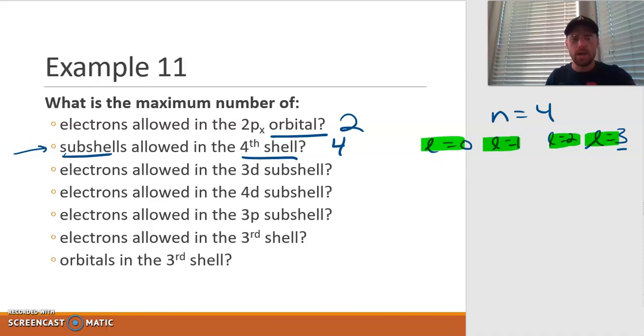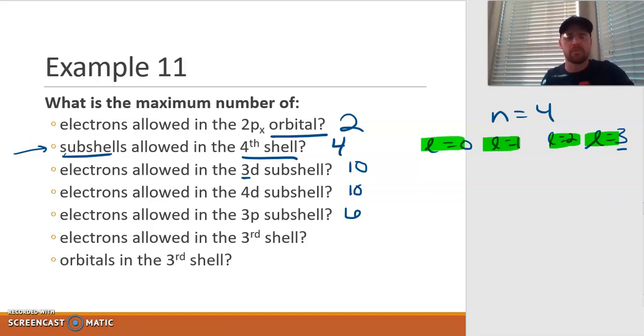All right. What is the maximum number of electrons allowed in the 3D subshell? Remember, the 3 is just indicating what level it's on, or what shell or distance. But it's a D subshell. Remember how many electrons a D subshell can hold? It's 10. What about maximum electrons allowed in the 4D subshell? Still going to be 10. Doesn't matter that it's in a different energy level. What about maximum number of electrons allowed in the 3P subshell? Well, a P subshell, no matter what energy level, can hold 6.